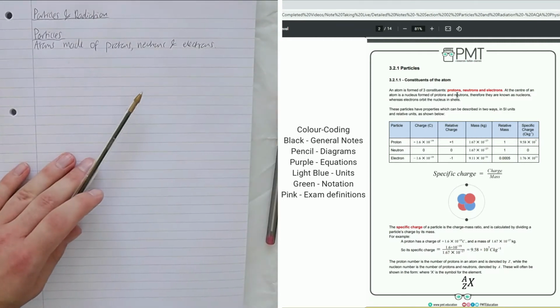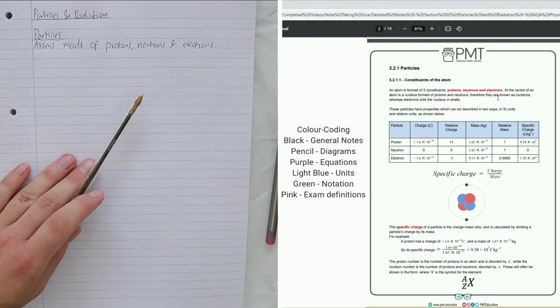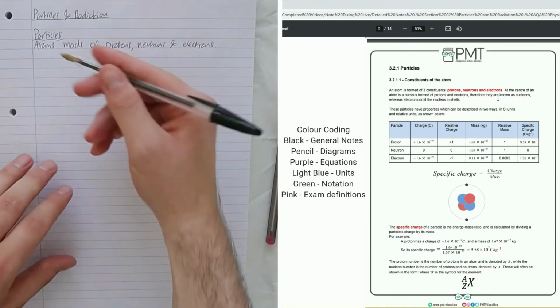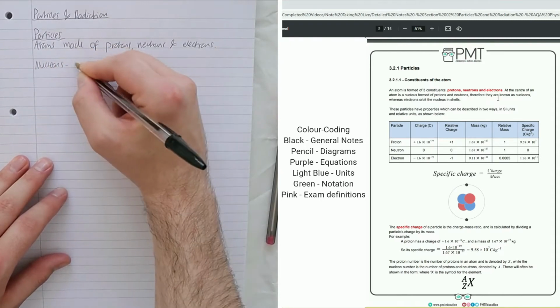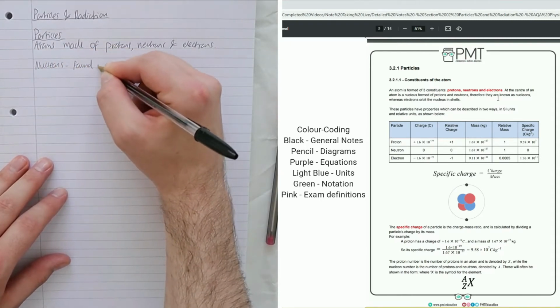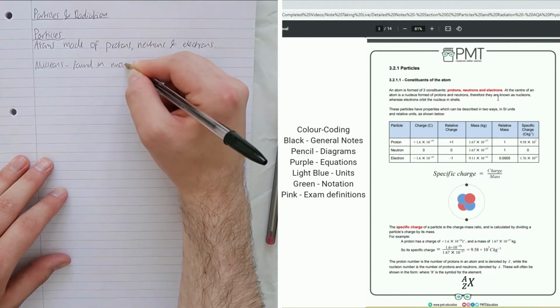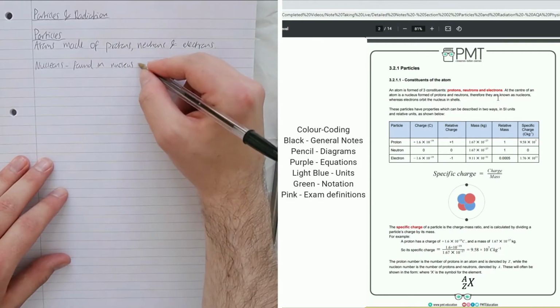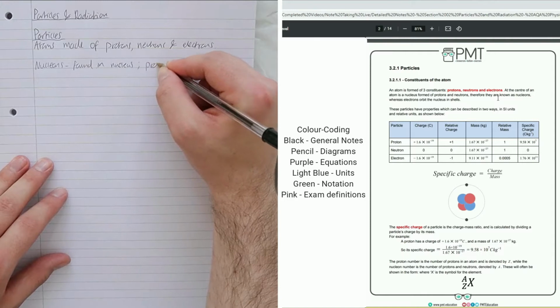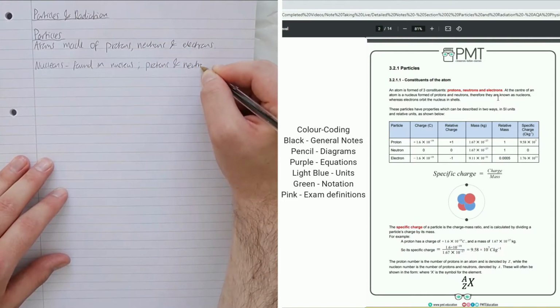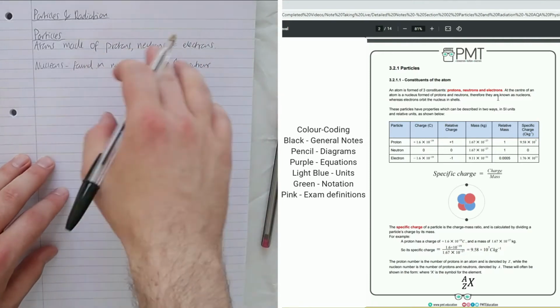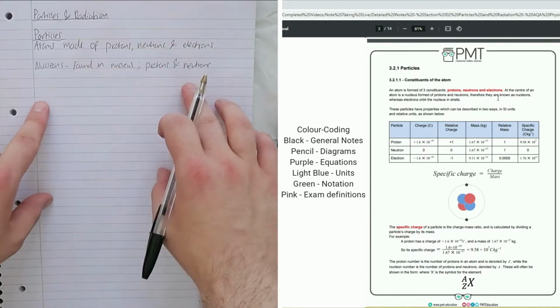Now, the rest of this information, so they're known as nucleons, so we can even write that down as well. So nucleons, found in nucleus. So this would be protons and neutrons. So as you can see, that first paragraph, I've basically written it in 2 small sentences. So just take up the key information.